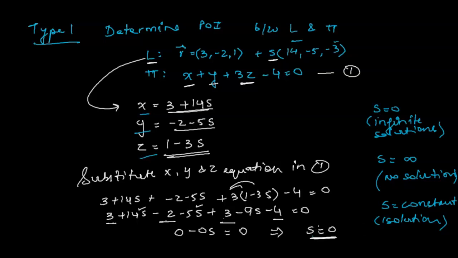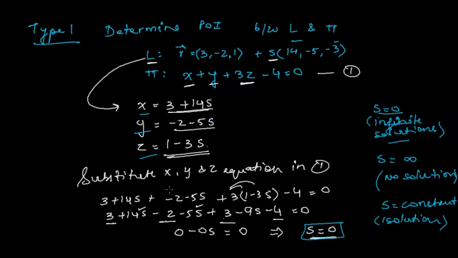Now, let's conclude what the solution for this problem is, or what the point of intersection is. Since we've got s as 0 and we have infinite solutions, we can get those infinite solutions by subbing in s as any number of our choice.